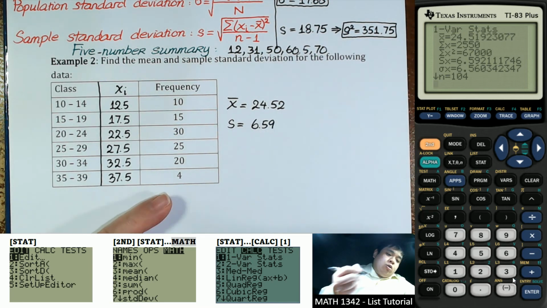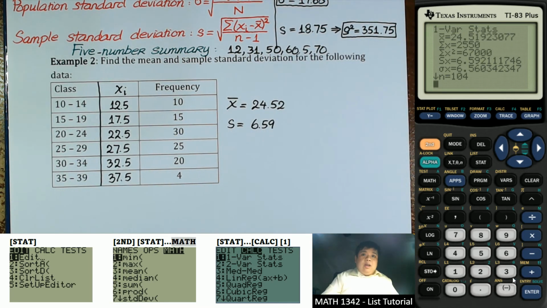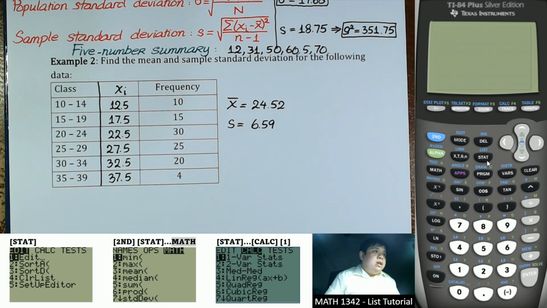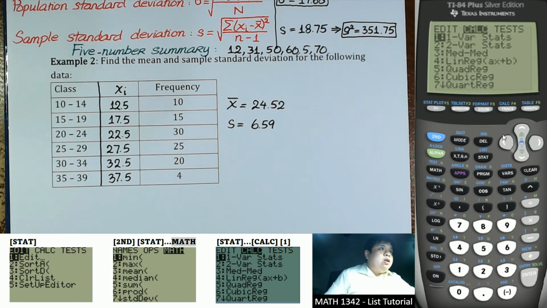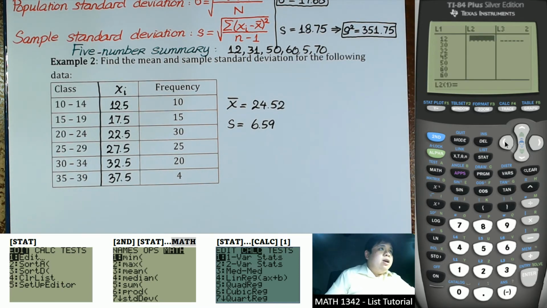Right? So that's what we see. That's what we use in the TI-83. Now on the TI-84, it will be the same thing. It's good. I'm just going to do this again so that I can check my answer too. Right. So edit. Highlight the list, hit clear, and then enter.